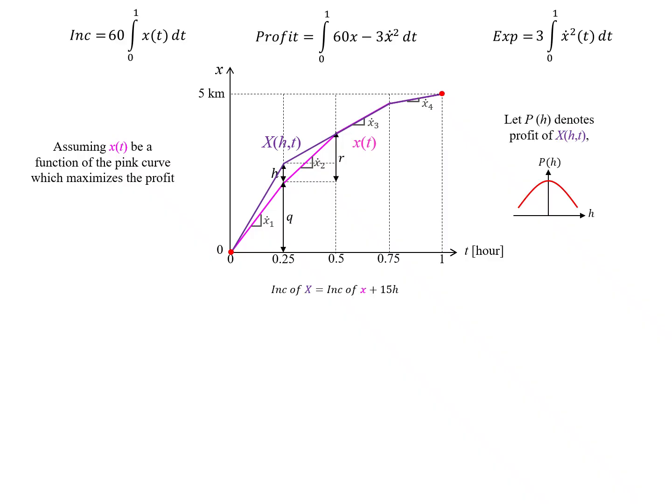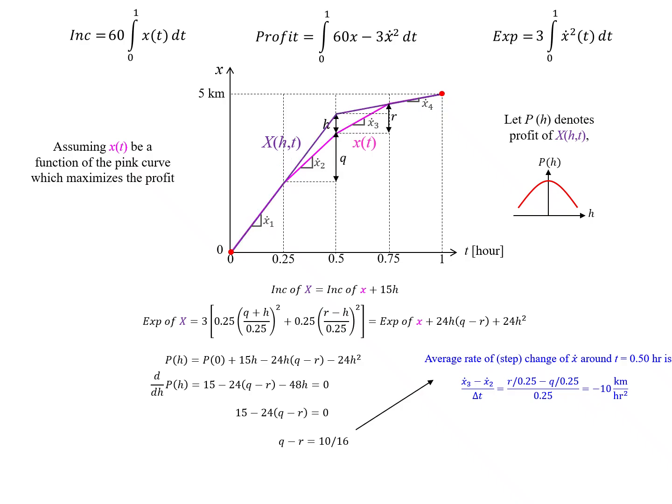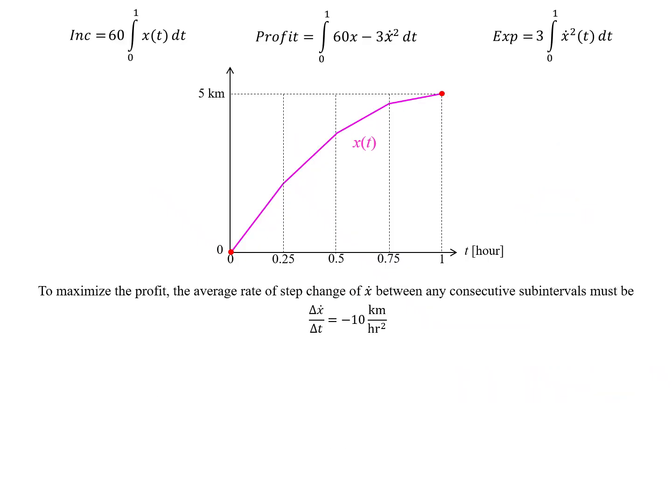By performing the analogous analysis to the previous 2 section case, we find that the average rate of change of x dot around t equals 0.25 hour has to be, again, negative 10 kilometers per hour squared. This is also the case for the average rate of change of x dot around t equals 0.5 and t equals 0.75. We can see that to maximize the profit, the average rate of change of x dot between any 2 sections is required to be negative 10 kilometers per hour squared.